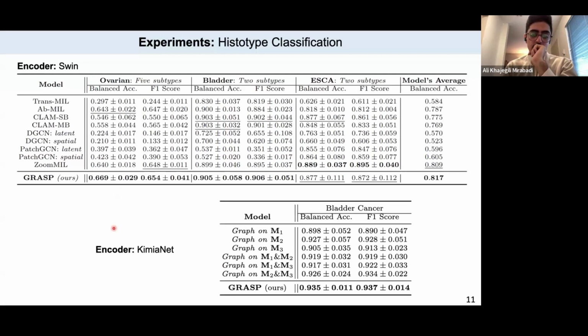And an ablation study on the magnification to see if the model is capturing multi-magnification information or not. In this experiment, we built the graph on a single magnification and also a pair of magnifications, and we tested the model and saw that yes, the model is capturing more information when it is given three magnifications for modeling the whole slide image.